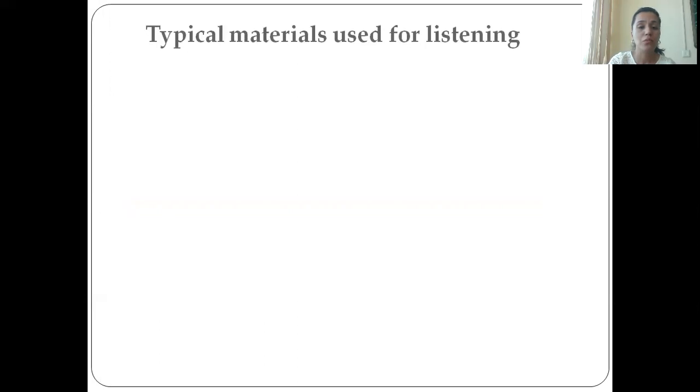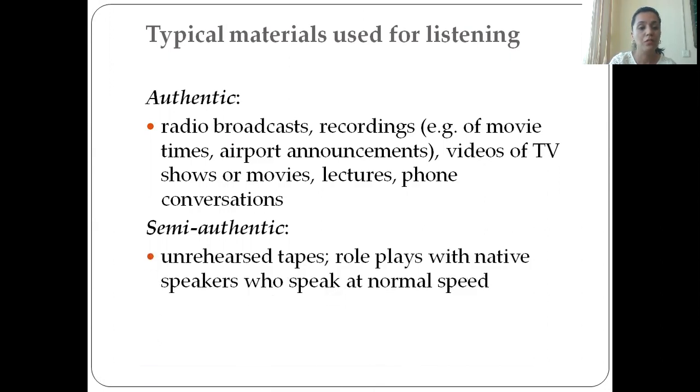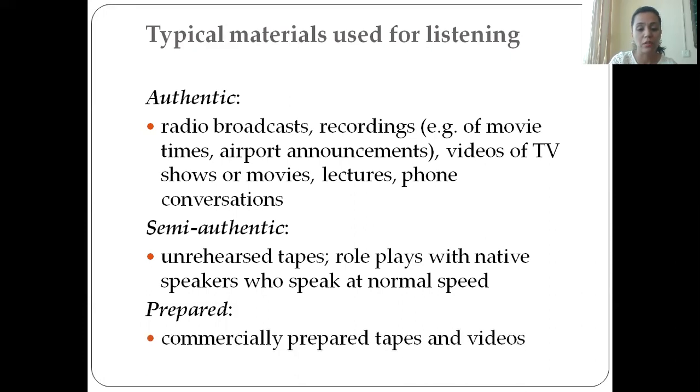Typical materials used for listening. So what are they? They can be authentic materials or semi-authentic materials. Authentic ones: radio broadcast recordings, videos of TV shows or movies, lectures, and phone conversations. Semi-authentic materials: unrehearsed tapes, role plays with native speakers who speak at normal speed, and prepared materials, commercially prepared tapes and recorders and videos that we use in our lessons and lectures.